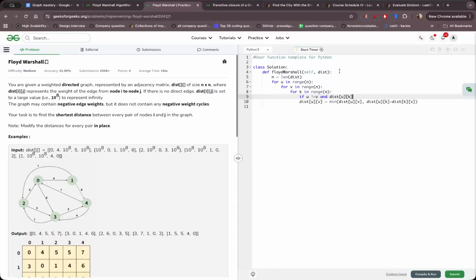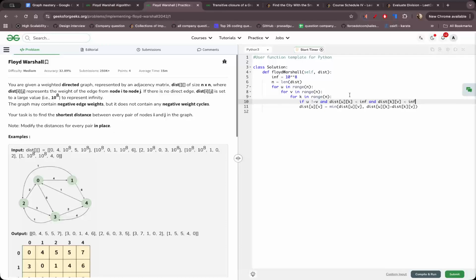So value is given as 10 to the power 8. I'll simply define a constant first and compare it with infinity. They gave us that infinity is 10 to the power 8. So if my distance u to k is known, it should be less than infinity. As simple as that. Similarly, distance k to v is also less than infinity. Then only I'll be able to calculate u to k plus k to v.